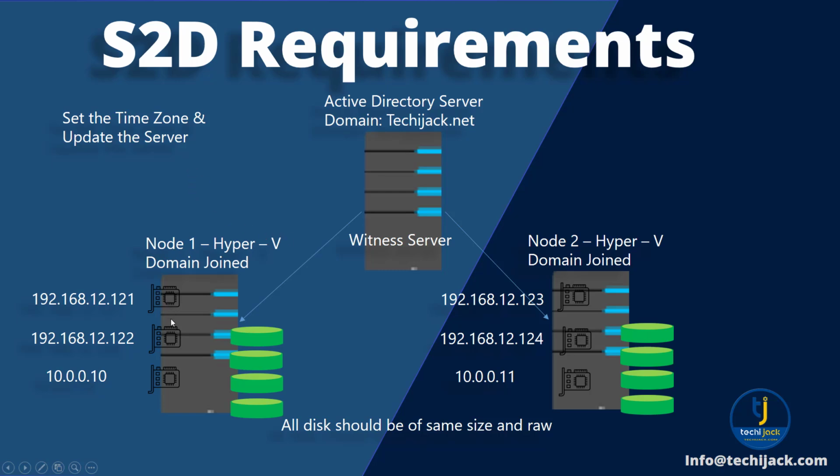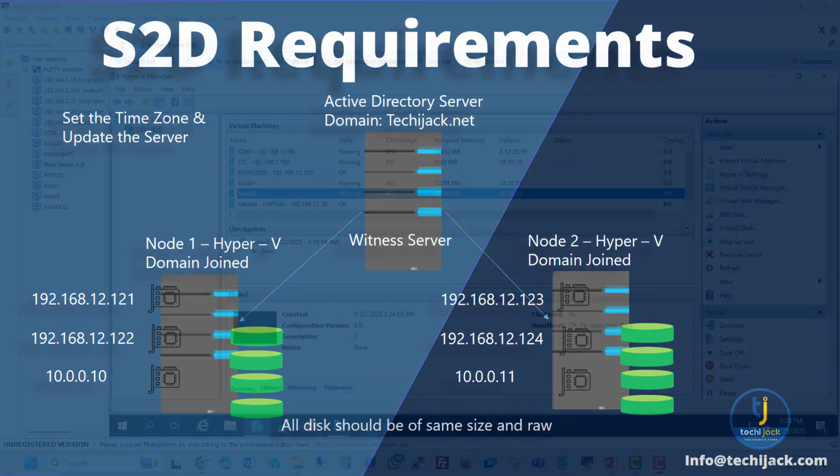We have 3 network cards on node 1 and node 2, and additionally we will attach 4 hard disks on node 1 and 4 hard disks on node 2. These will be raw, that means these hard drives are empty. The network subnet with the 192 series is for the virtual machine traffic, and the subnet with the 10 series is dedicated to live migration. Let's go to the server and see the overview.